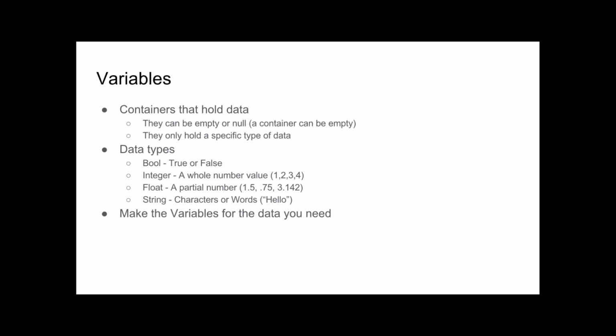Something that you just know is going to be a whole number, like score. You can't have 10.5 points in some games. Maybe if you designed a game where you could. But score would be something like these integers, 1, 2, 3, 4, it counts up. Strings are characters or words. So if you wanted to hold the data hello, you would hold that in a string. And you make the variables for the data that you need.